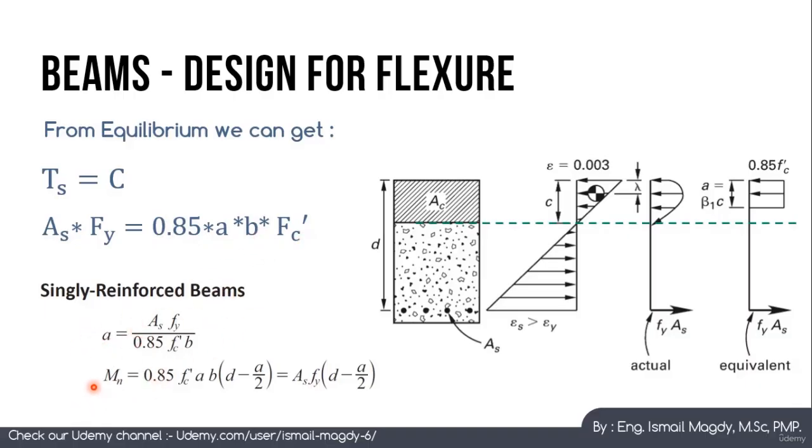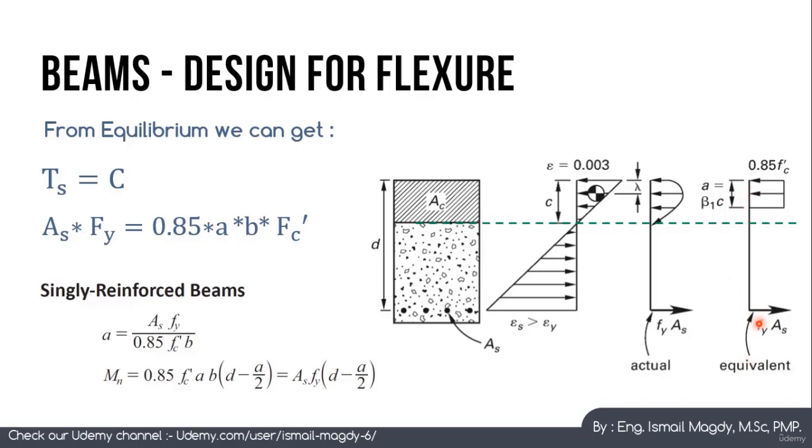this is the equation for a. While for the moment, Mn, here we have this section with the compression force at the center here, and the tension force at this point. If we want to calculate the nominal moment, we need to calculate the moment due to this couple force, one force here and one force here. We can calculate it by taking the moment at any point, either this center or this center.